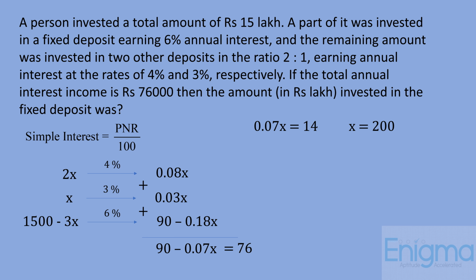So the first amount invested will be 2x, that is 4 lakh, and the second amount will be 2 lakhs. The amount invested in the fixed deposit is the total amount minus the addition of these two. So we get the answer as 15 lakh minus 4 lakh minus 2 lakh is equal to 9 lakh. That will be our answer.